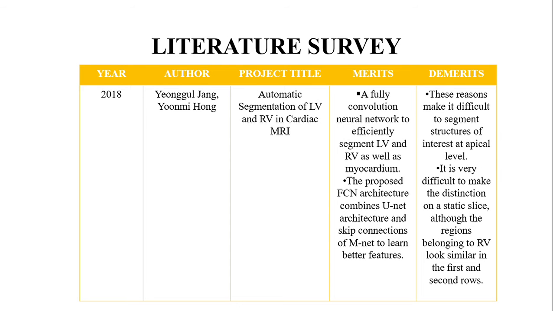Literature survey. In the year 2018, authors Yang Zhang and Yomi Ong created a survey based on automatic segmentation of LV and RV, right ventricle, in the cardiac MRI. The merit of the system is a fully convolutional neural network to efficiently segment. They proposed a fully convolutional network architecture that combines skip connections and learns better features. Demerits. It is very difficult to make out the distance of the static slice, although the regions belonging to the right ventricle look similar in the first and second rows.